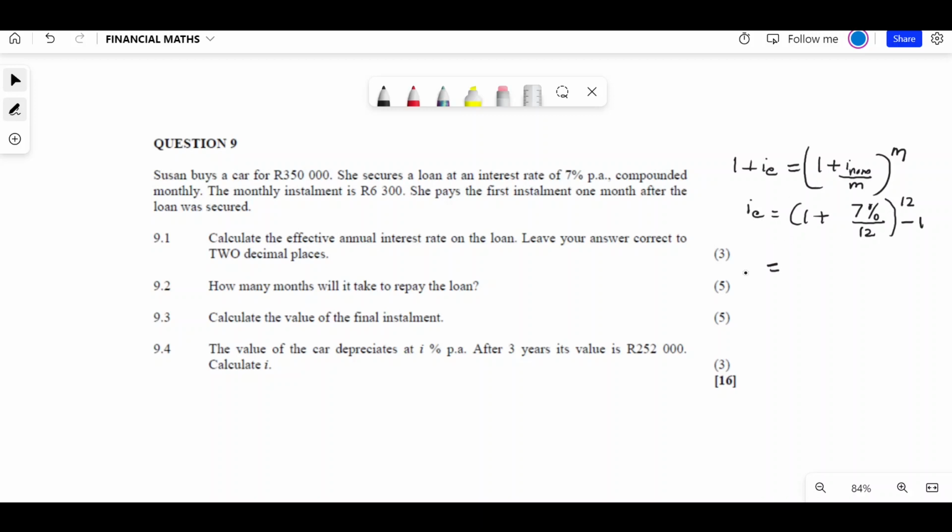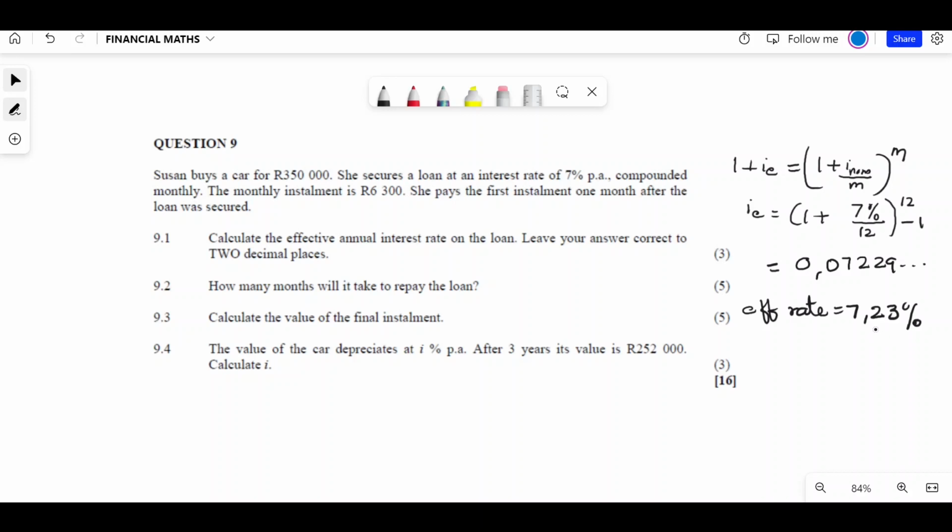Now you can use the calculator to get the answer. You will get 0,07229, and some digits there. Now you must write the final answer like this. Therefore, effective rate equals, multiply whatever you have on the calculator by 100. So it's 7,23, rounding off to 2 decimal places, and also put the percentage sign. That is the effective rate, correct to 2 decimal places.